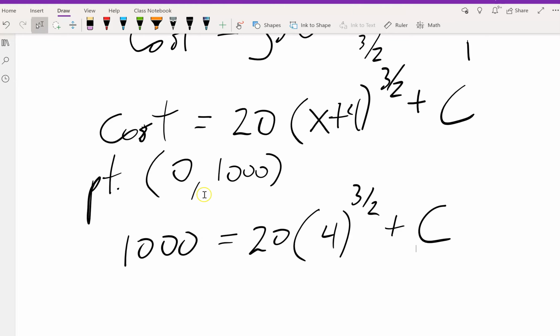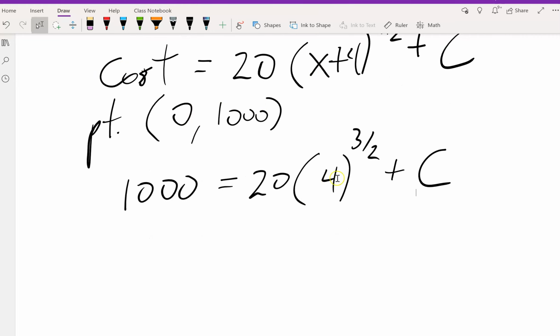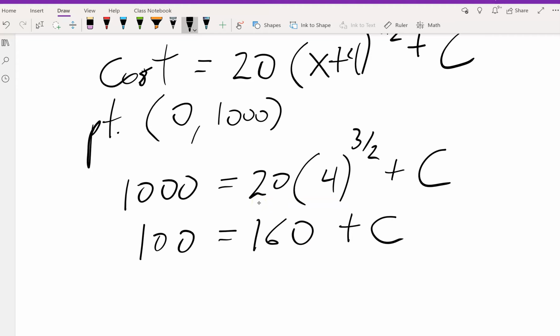So again, the output, the $1,000 cost comes if we do nothing for the day. So we plug in a 0. Now I got to do some math. Square root of 4 is 2. 2 cubed is 8. 8 times 20, what is that? I believe 8 times 20 is 160. And in fact, I'm going to get my calculator out so we don't make any silly mistakes there. 8 times 20 is 160. Sweet. I can still do algebra.